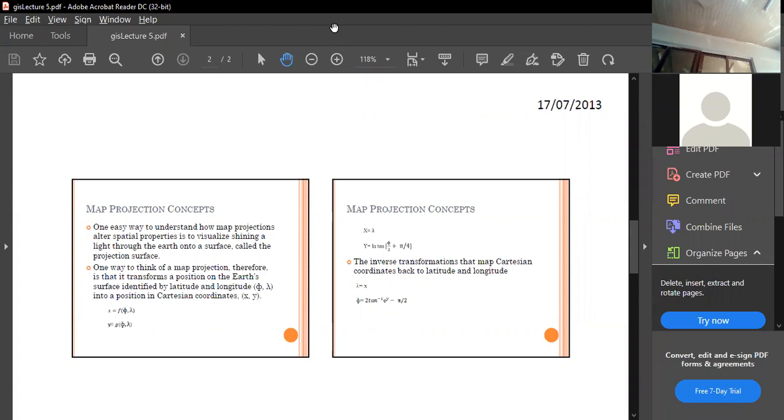That's the story. We want to minimize the distortion moving from this sphere to the plane, from the apple to the pancake. Are you understanding?